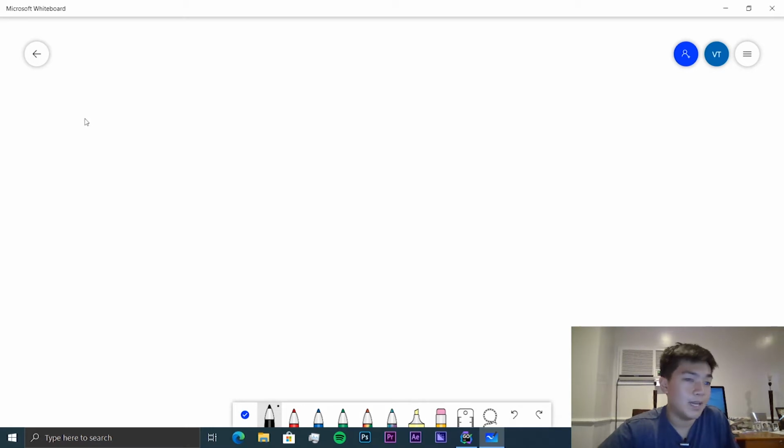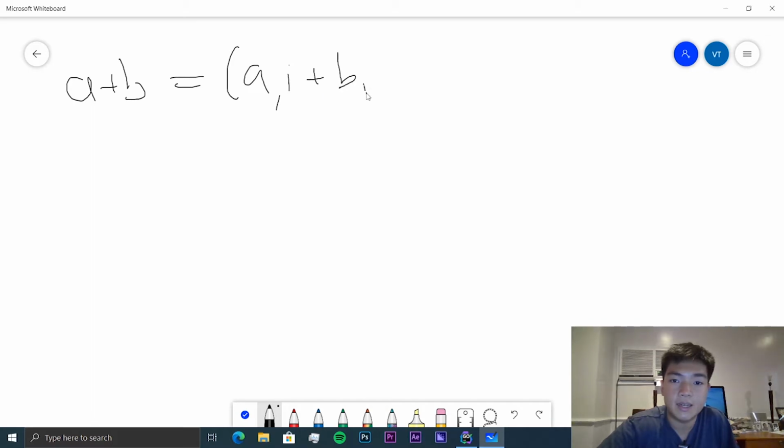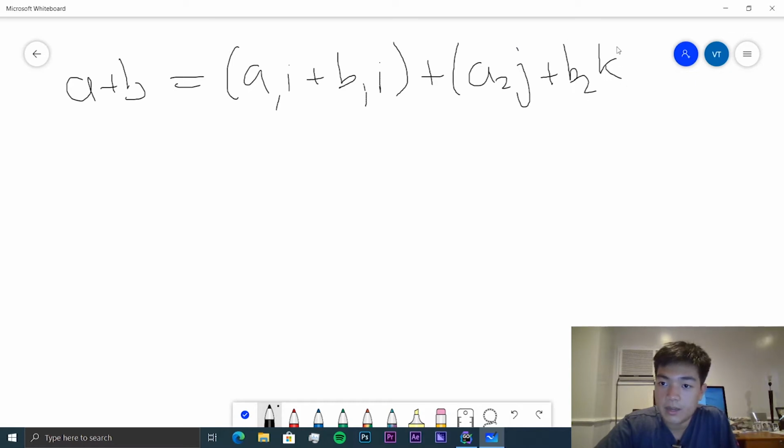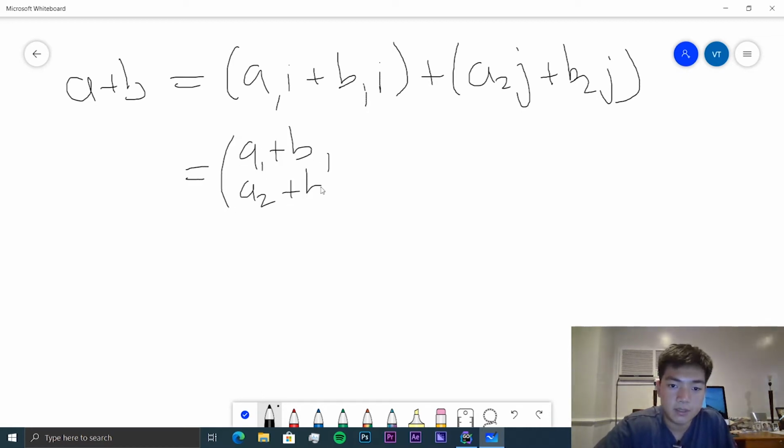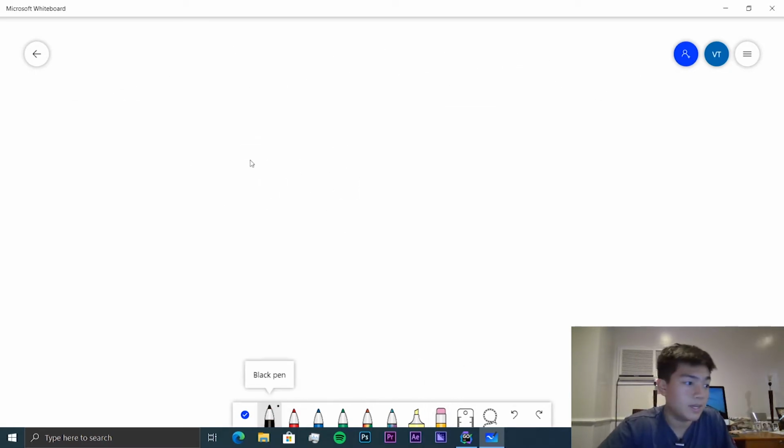Now we can talk about addition. If we add two vectors together, this is simply equal to their components being added together. So we add the unit components, a1i plus a2j plus b1i plus b2j, and we can also just add the column vectors. So this is a1 plus b1, and then a2 plus b2 over here. So yeah, that's that.